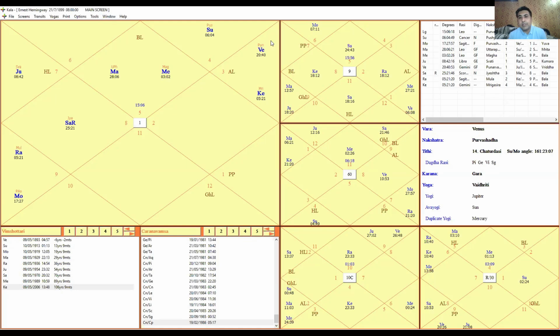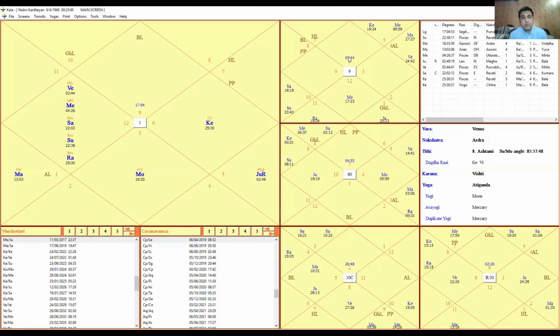Now let's look at another chart. This is a chart of a lady. She was born on Ashtami, Gemini, and Virgo. Both signs of Mercury are Dagdha. And if you see, the 8th lord is sitting in the 7th house, the 7th lord in the 4th house, and every single thing in this particular chart is in the 4th house.